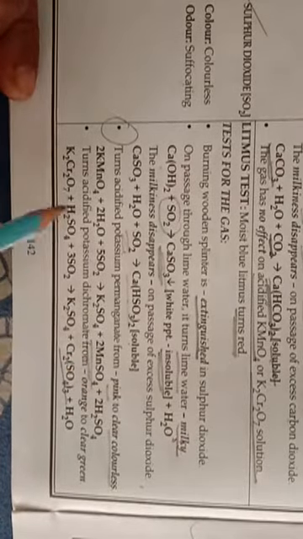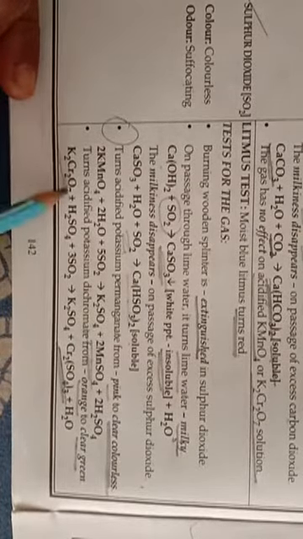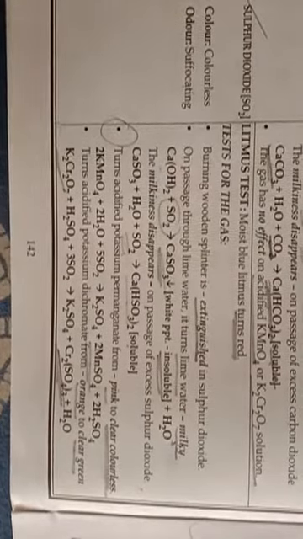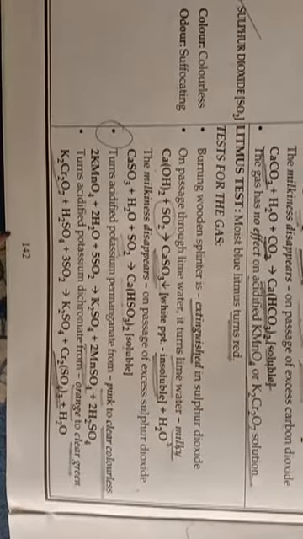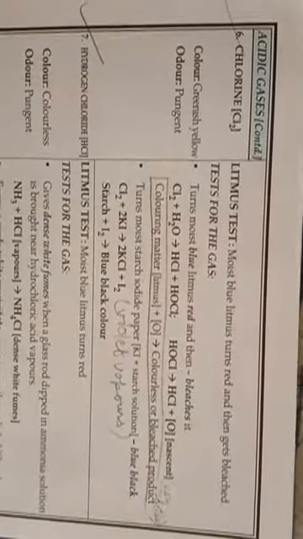According to the first observation, SO2 turns acidified potassium permanganate from pink to clear colorless. When SO2 gas is passed through KMnO4, MnSO4 is formed, which is colorless. So KMnO4 is converted into MnSO4, which is colorless. Then potassium dichromate turns from orange to clear green. Potassium dichromate is converted into a clear green solution when SO2 is passed through it in the presence of acid. These two observations help you distinguish SO2 from CO2 gas.